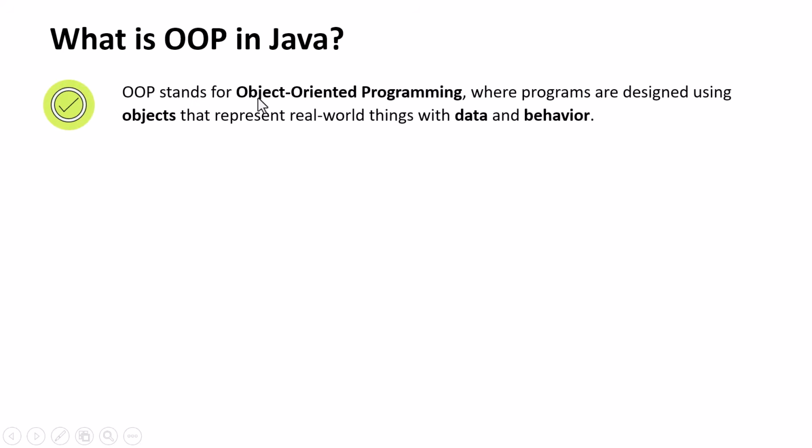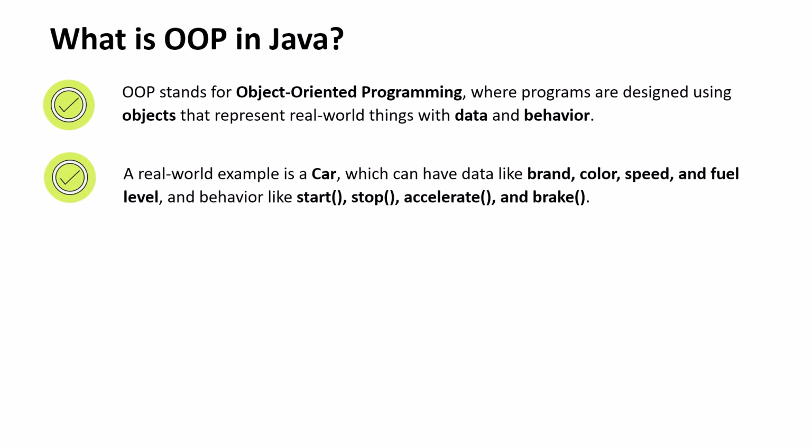OOP stands for Object-Oriented Programming. It is a way of writing programs by using objects, where each object represents a real-world thing with its own data and behavior. In simple words, OOP helps us design software in the same way we think about real life. For example, a car is a real-world object. It has data like brand, color, speed and fuel level, and it has behavior like start, stop, accelerate and brake.